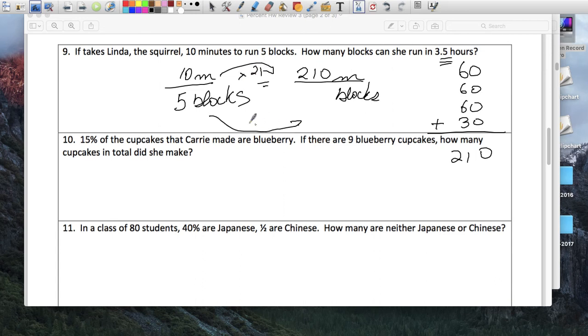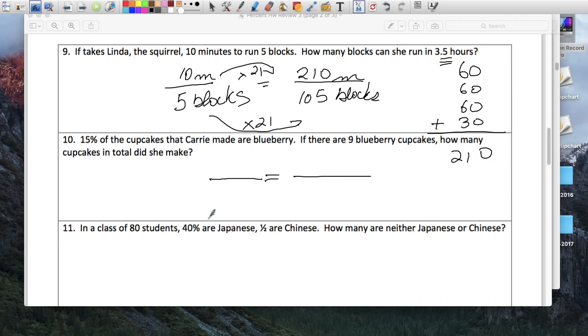Again, I'm going to set another proportion. This one's a percent proportion. Okay, 100% goes here. Part, total. 15% of the cupcakes that Carrie made are blueberry. So here's my 15%. There are 9 blueberry cupcakes. How many cupcakes did she make? I know that 15% is how many blueberry cupcakes? It's 9.